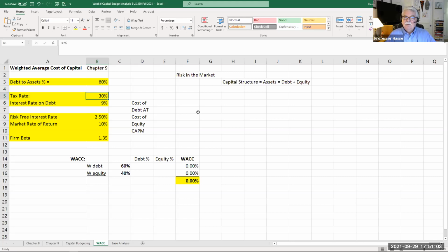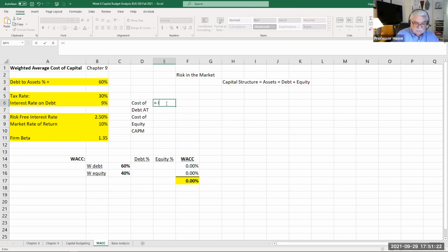So what is my cost of debt? If I have 9% interest on my debt and I can deduct 30% of that interest, I just put that into a little formula here. The after-tax cost of debt is equal to the interest rate on the debt times 1 minus our corporate tax rate. That equals the after-tax cost of debt.